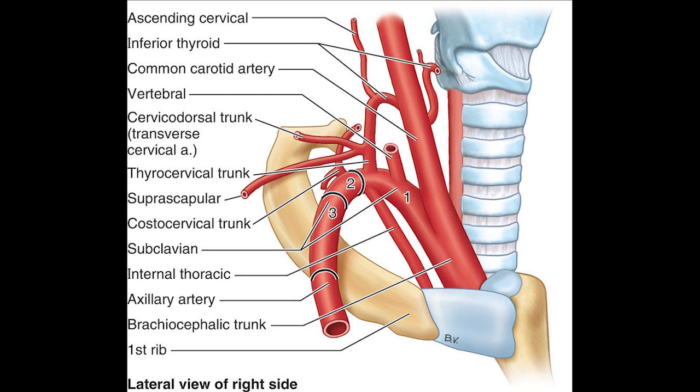The second part has only one branch, known as the costocervical trunk. The costocervical trunk divides into an ascending and a descending branch. The ascending branch is the deep cervical artery. The descending branch is the intercostal artery. The intercostal artery enters the thorax across the neck of the first rib. We all know the relationship between this intercostal artery and the nerves and veins. We have studied it in the thorax.